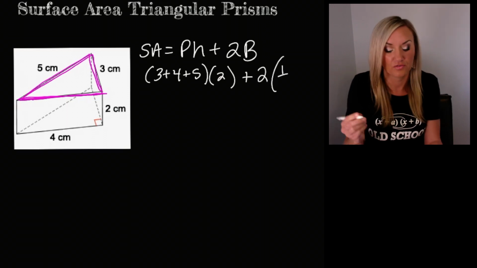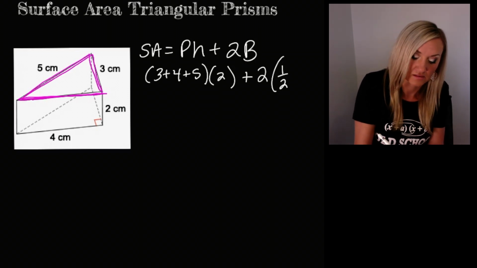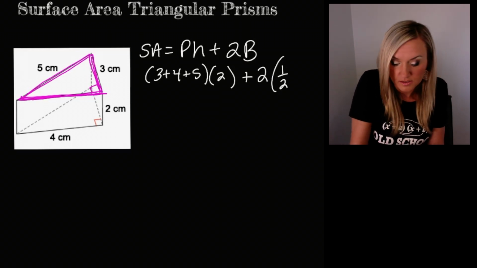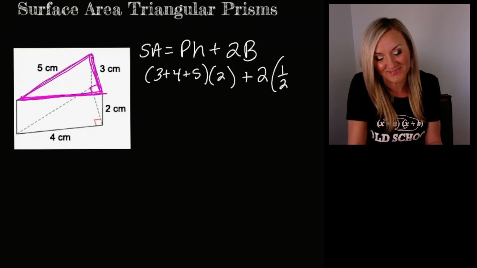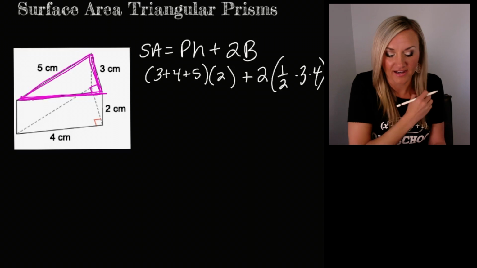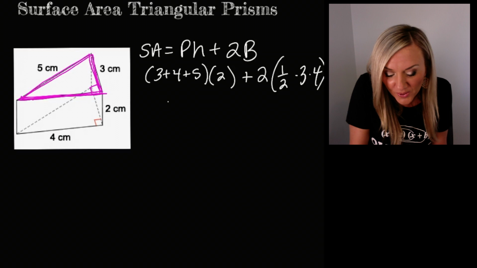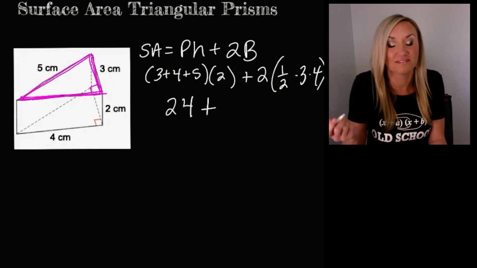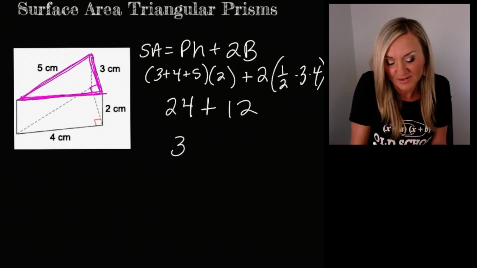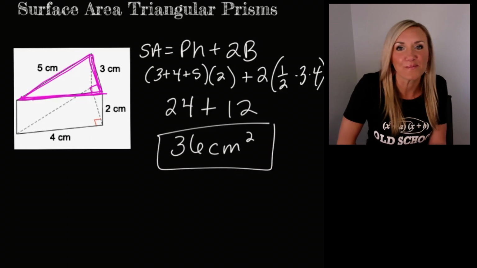It'll be 1/2 of 3 times 4, right? Because those are the 2 values, the side lengths, that meet at that 90 degree. So 2 times 1/2 of 3 times 4. Whew, okay, we got that. All right, 3 plus 4 plus 5, that's 12, times 2 is 24, plus 2 times 1/2 is 1, and 3 times 4 is 12. Ladies and gentlemen, we have 36 centimeters squared for the surface area of our second example.